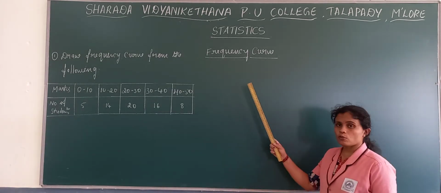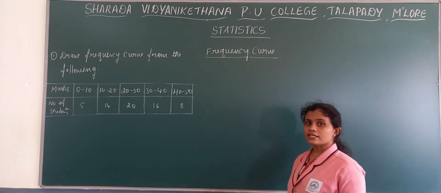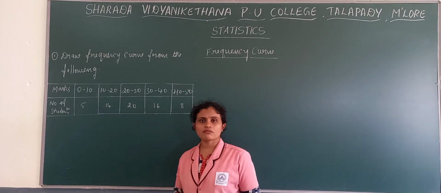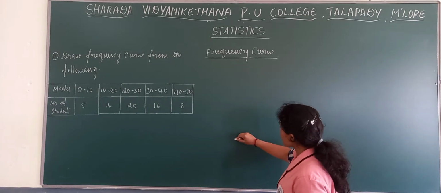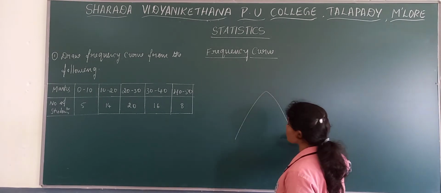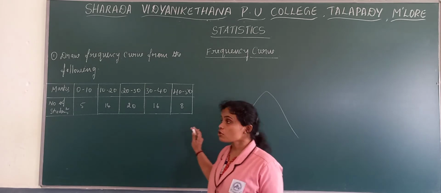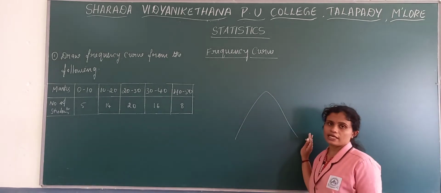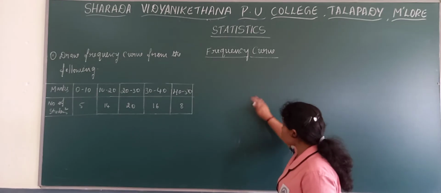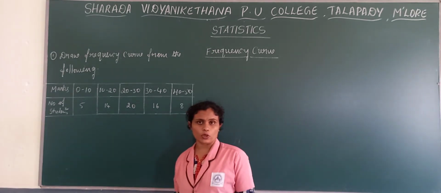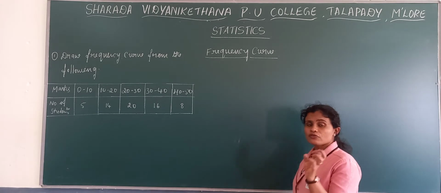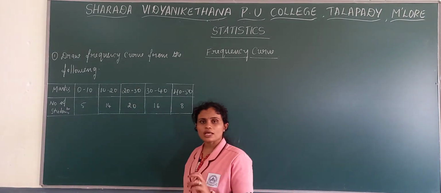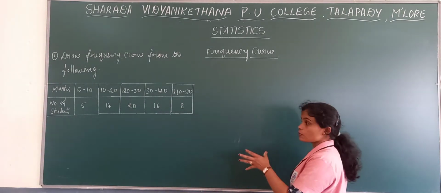Now we will see what is a frequency curve. As I said, there is a difference between a frequency curve and a frequency polygon. In a frequency polygon we use straight lines, using the scale. But in the case of a frequency curve, it's a freehand curve drawn along with the frequency polygon. What do you mean by frequency curve? A frequency curve is a freehand curve which is drawn along with the frequency polygon.